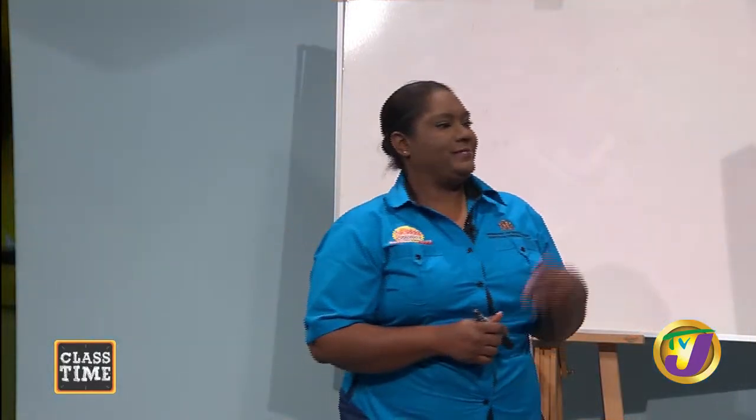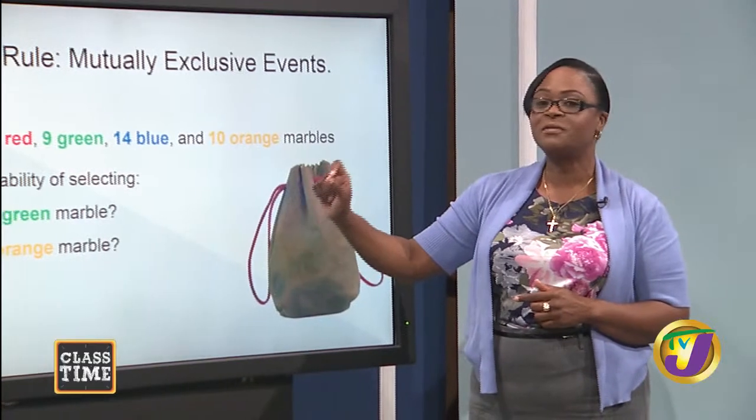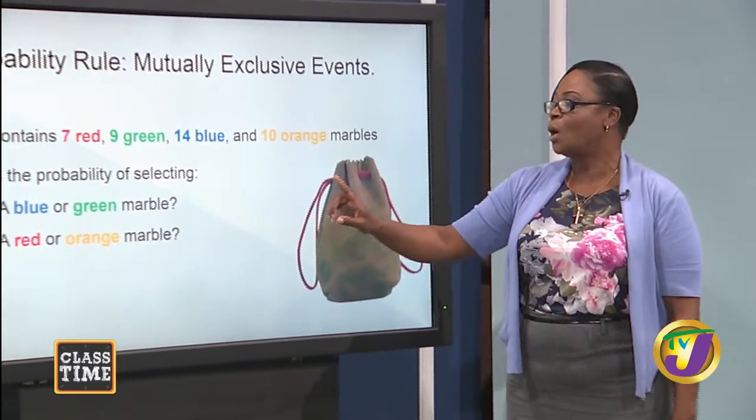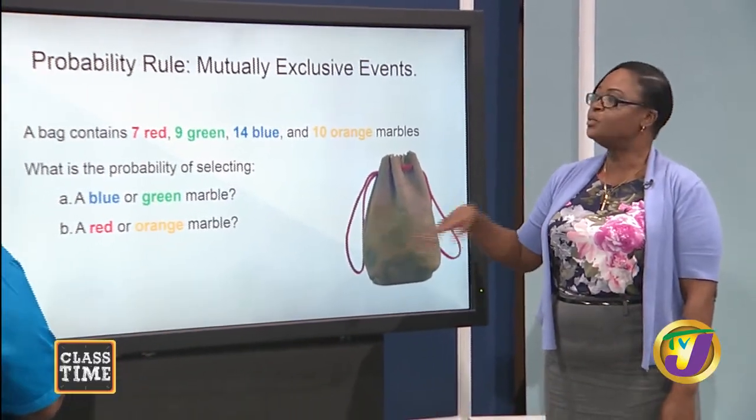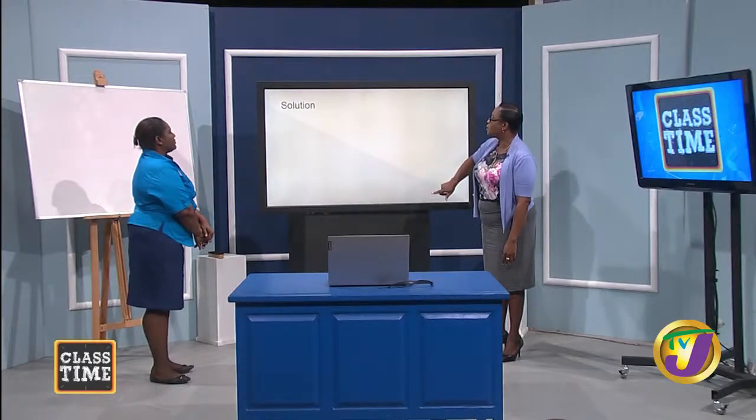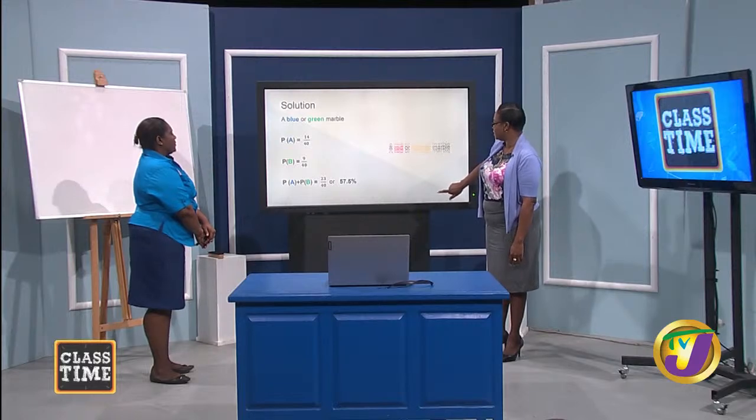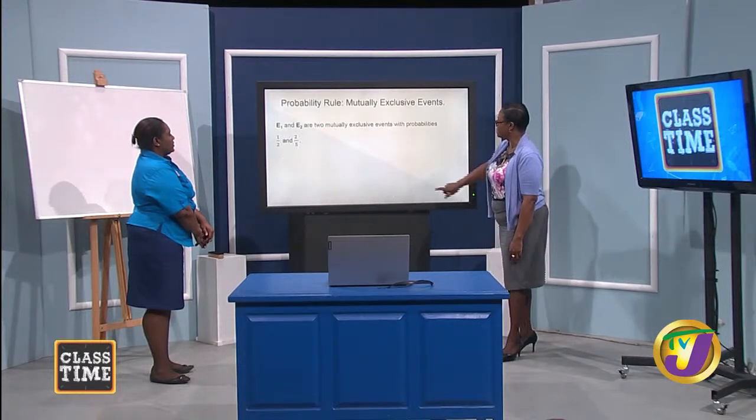Welcome back. Now, before the break, we were finding the probability of selecting either a blue or a green marble, and we used the probability rule to help us identify the probability. Shadeen worked the solution on the board, but we also have both expressed here for us.